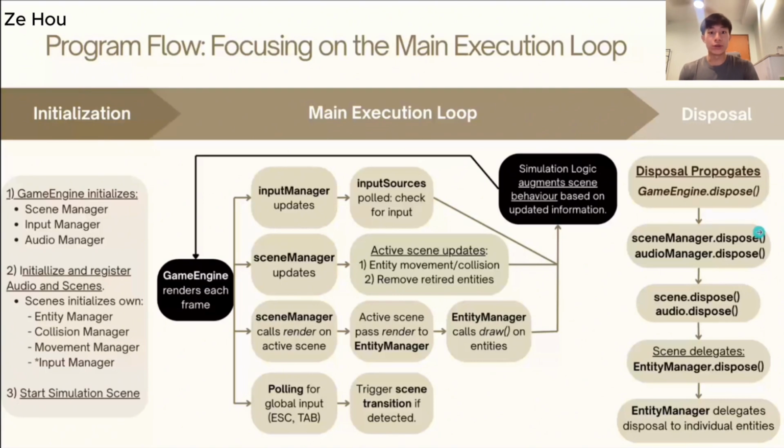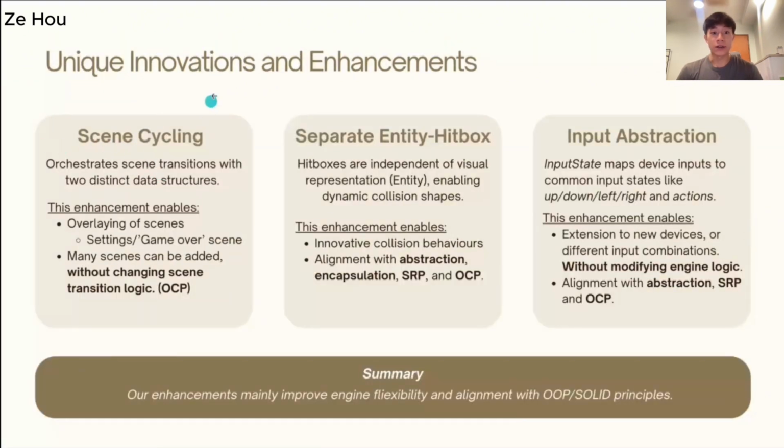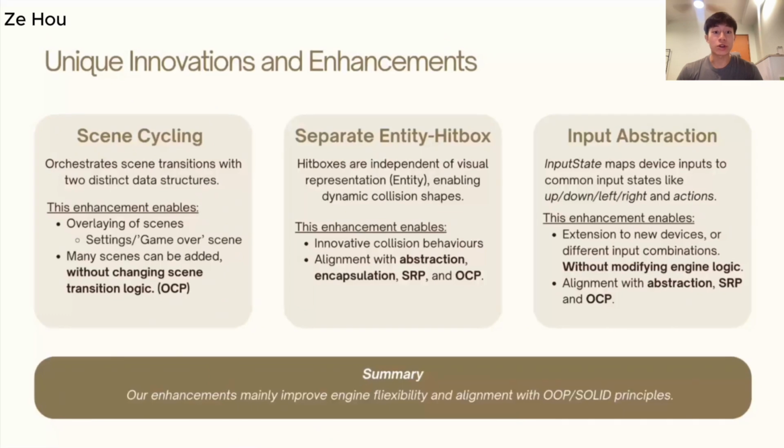Now let's look at our innovations and enhancements. The first is scene cycling. Scene transitions use two distinct data structures. This allows for the overlaying of scenes for pause menus or game over scenes. Many scenes can also be added without changing transition logic. Next, our separate entity hitbox structure means that hitboxes are independent of visual representations. This enables innovative collision behaviors.